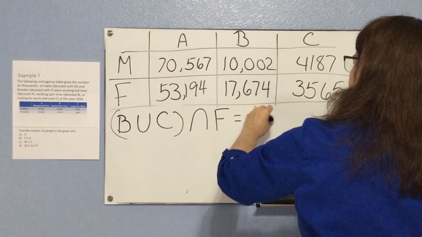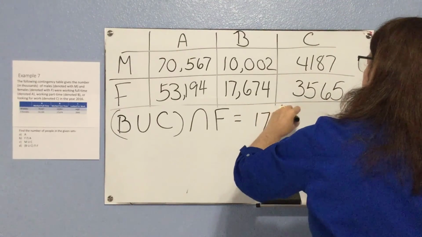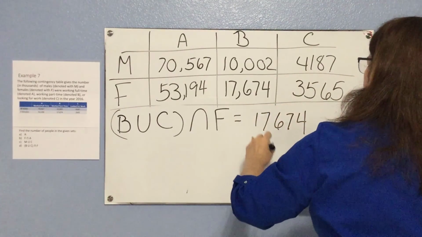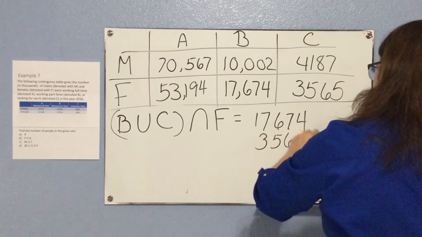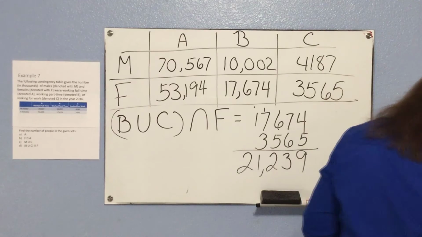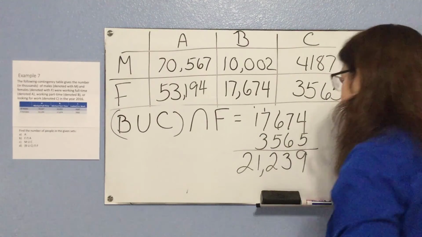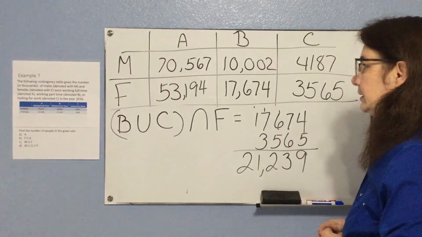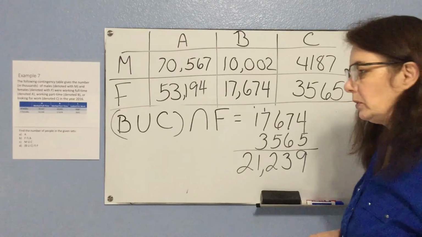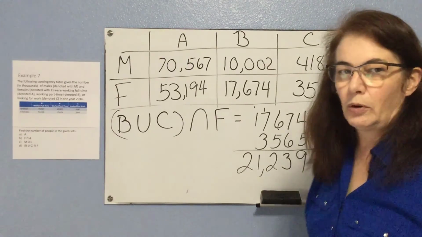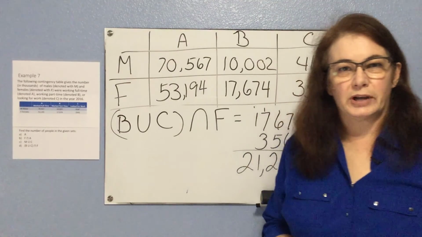So I would get 17,674 plus 3,565 and get 21,239,000 females who either worked part-time or were looking for work. Pause your video now and work on checkpoint 7.